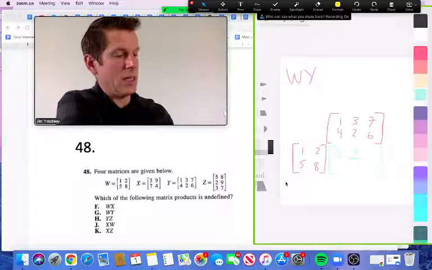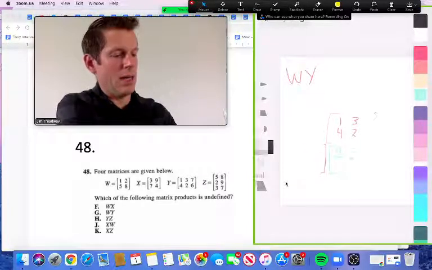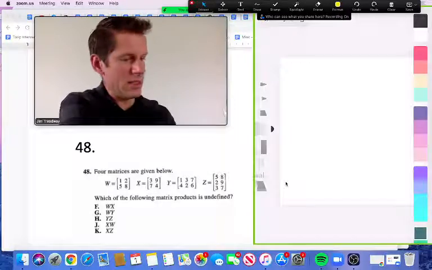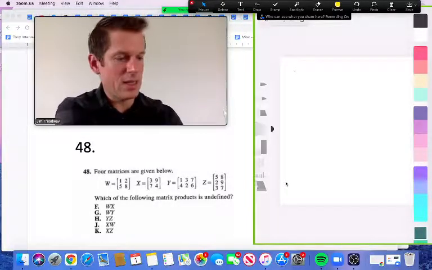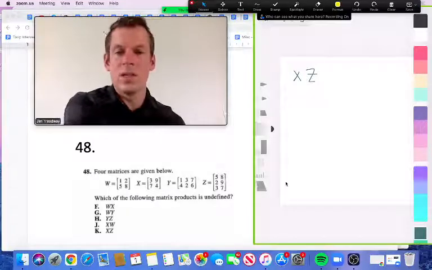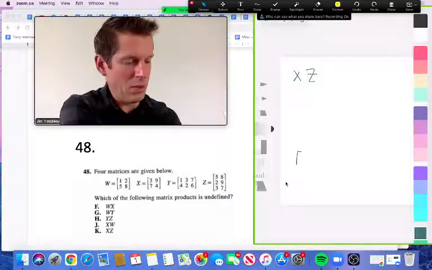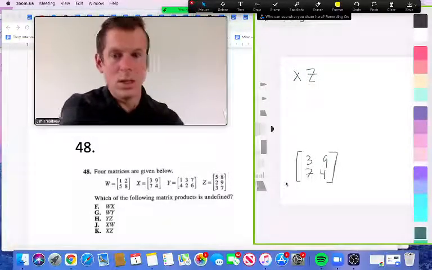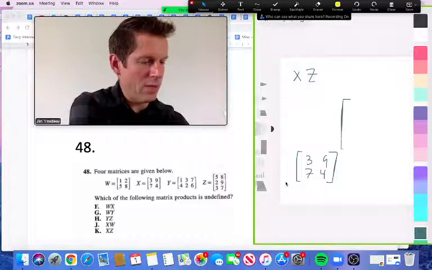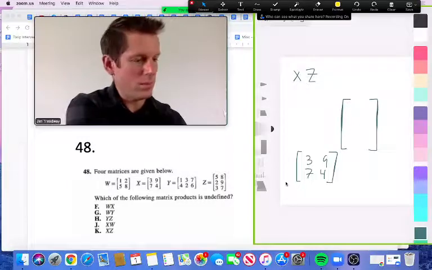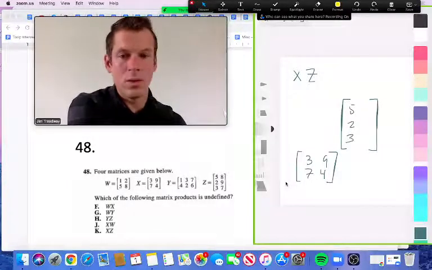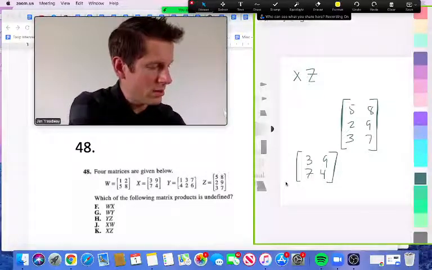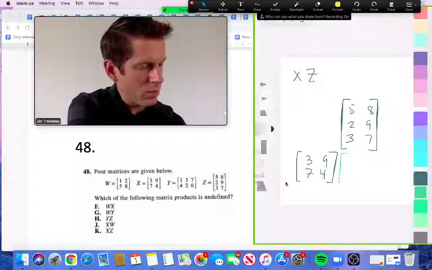That is matrix multiplication. Now, let's show you why K wouldn't work, why K is undefined. And this will show you really well why the number of columns in the first matrix has to equal the number of rows in the second matrix. So K gives us X, Z. First matrix, you always write it a little down below and to the left: 3, 7, 9, 4. And the second matrix, always write it above and to the right: 5, 2, 3, 8, 9, 7. And then our answer goes right in between them.